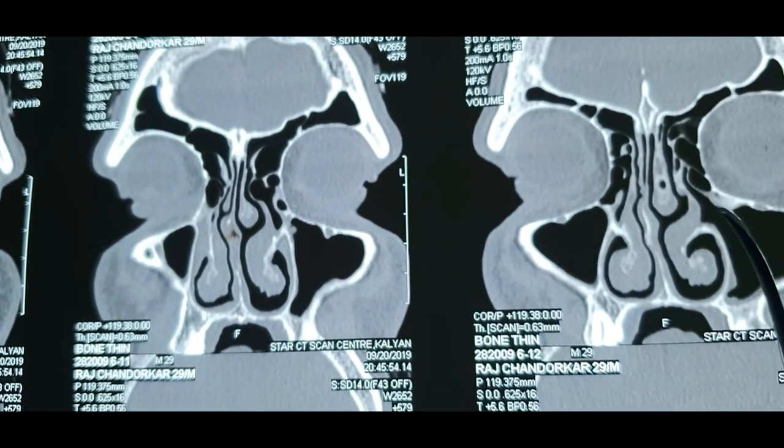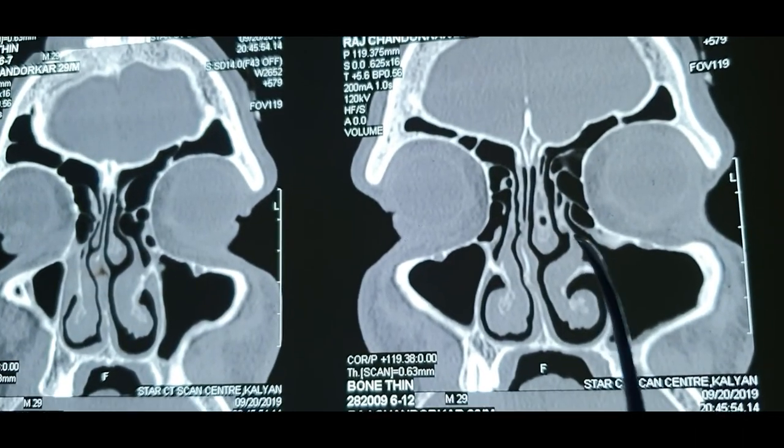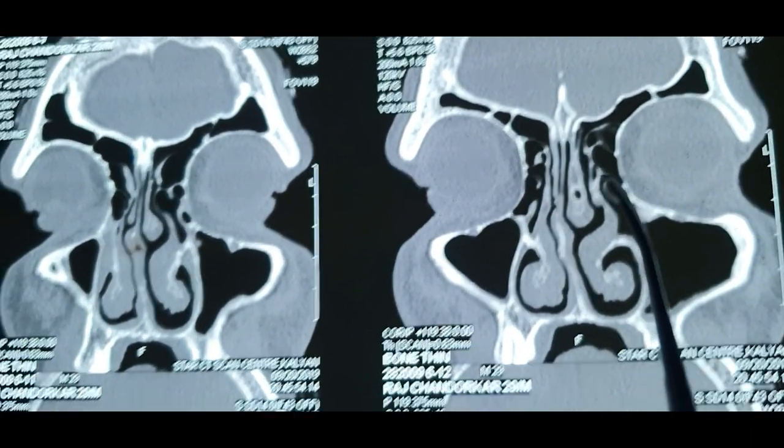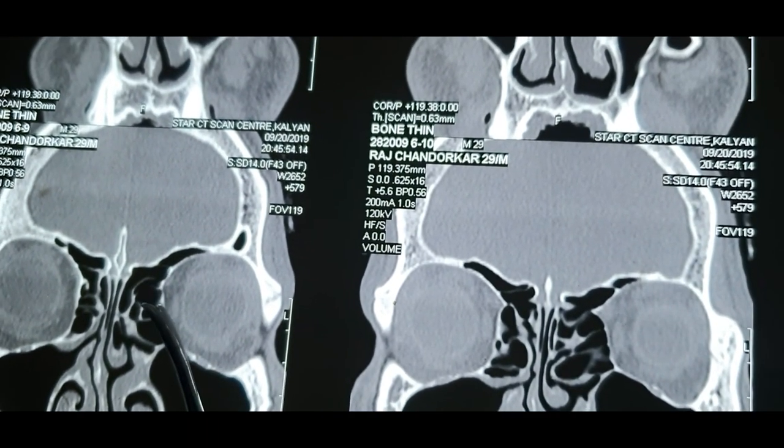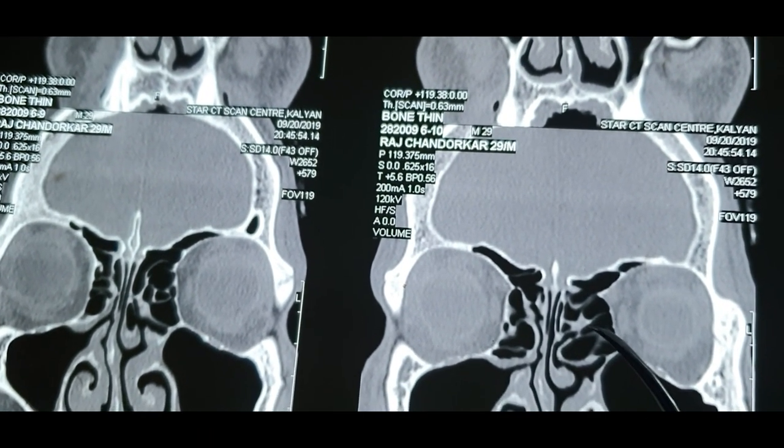This is the infundibulum. This is the hiatus semilunaris inferioris. This is the bulla ethmoidalis. We follow the bulla ethmoidalis. This is the bulla ethmoidalis, that is the anterior ethmoids.